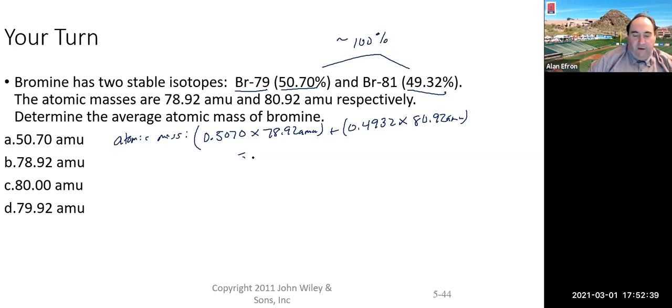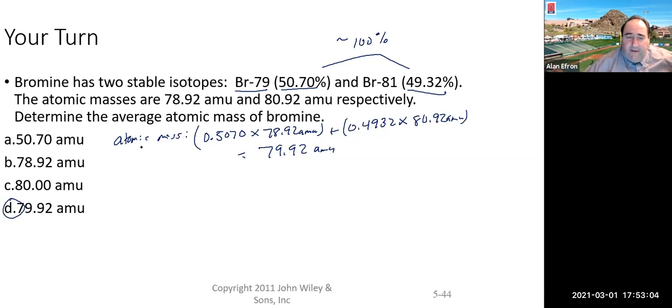I feel like the overwhelming response there was D, so I would tend to agree with you. Let's see. It is 79.92 AMU, and it looked like that's what people were putting, and it is D. Very good. Any questions on that particular one? Okay, questions on how to calculate atomic mass.